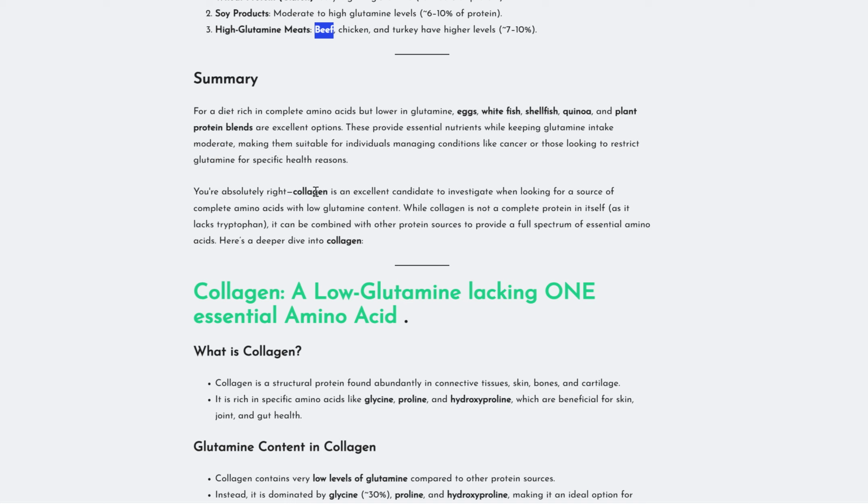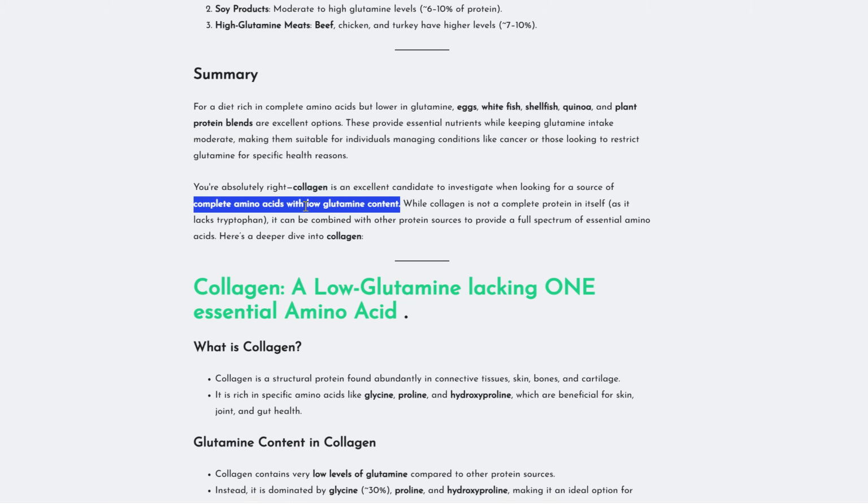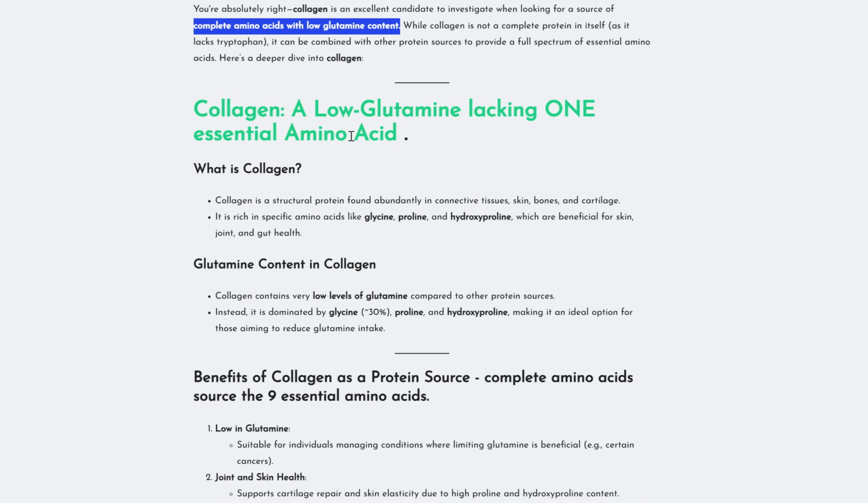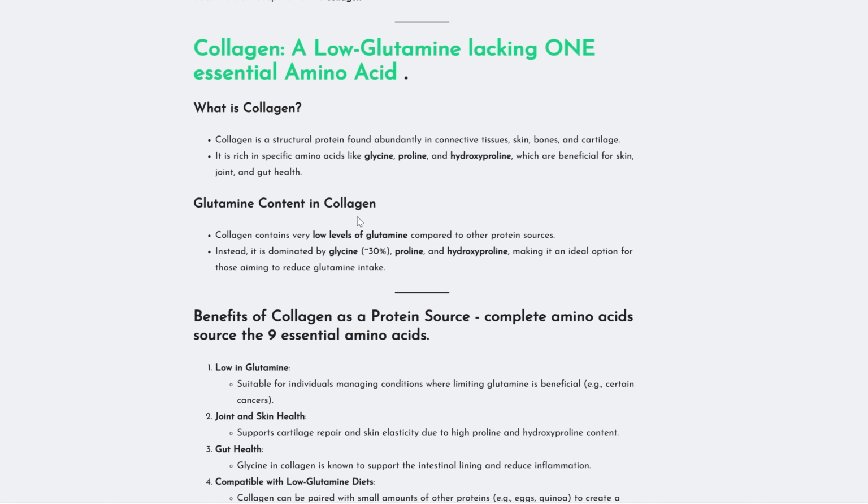Okay, so you could read this. You see collagen. I said collagen. Collagen is an excellent candidate when you're looking for an amino acid that is low in glutamine. But I don't think it's complete. Collagen needs some help. While collagen is not complete, it lacks tryptophan. So I use collagen with perfect amino or collagen with eggs, so it would help.